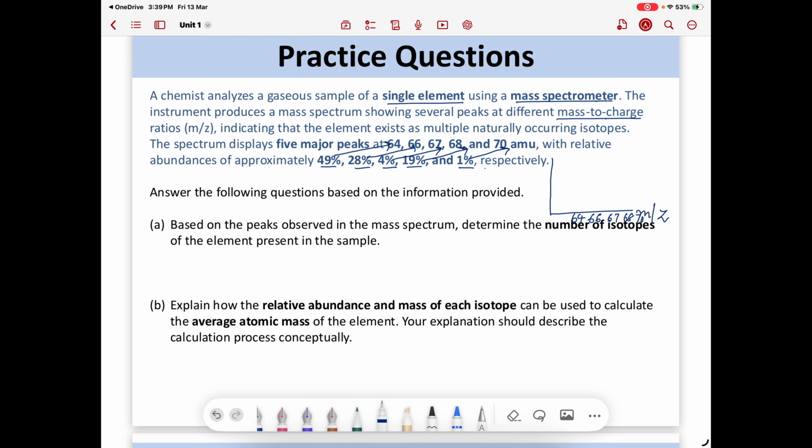Answer the following question based on the information provided. Based on the peaks observed in the mass spectrum, determine the number of isotopes. So the number of isotopes is equal to the number of peaks. And how many peaks do you see here? 1, 2, 3, 4, 5. So how many isotopes are there? There are 5 isotopes. If you have to justify, you can say because there are 5 peaks.